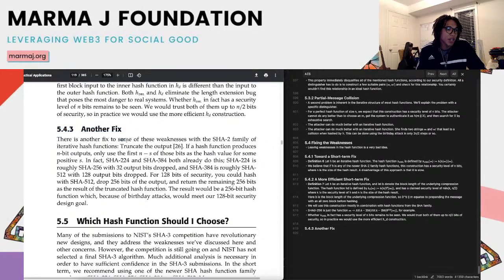There's another fix to some of the weaknesses. Truncate the output. If a hash function produces n bits, only use the first n minus s bits.